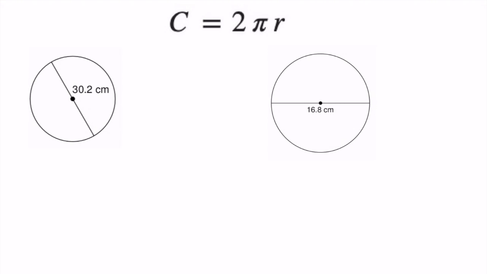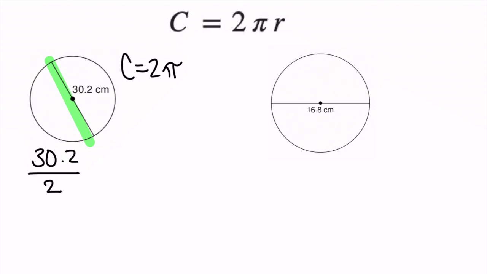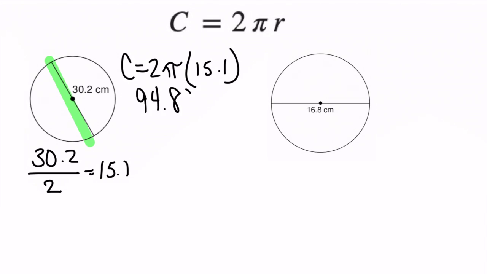So let's look at another one. Continuing with this, circumference equals 2 pi, and then we don't have a radius here. In this case, we have the entire length, so that's a diameter. In order to find the radius, we're going to split it in half. So we take 30.2 and divide it by 2 to give us our radius, which is 15.1. I can plug in 15.1 here, and that gives me 94.88 centimeters.